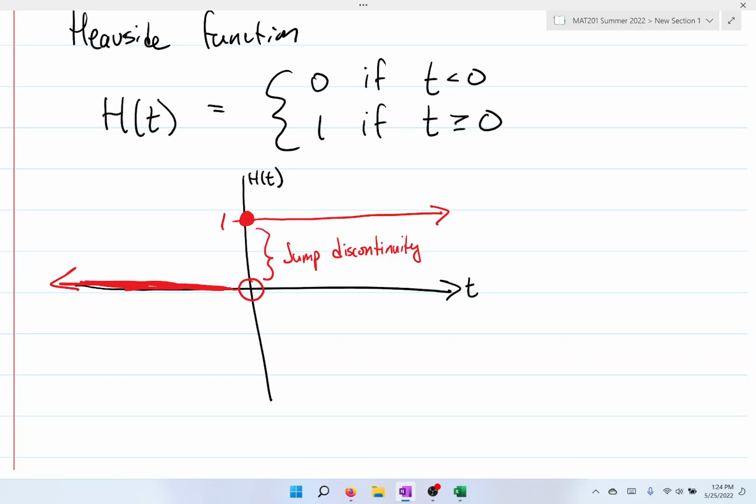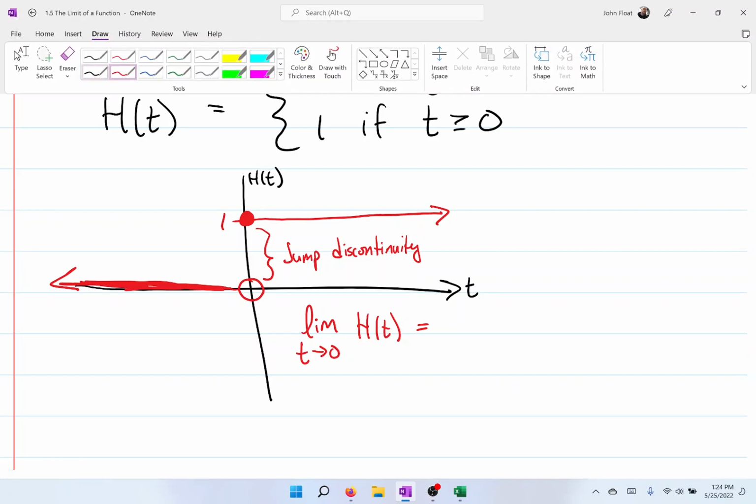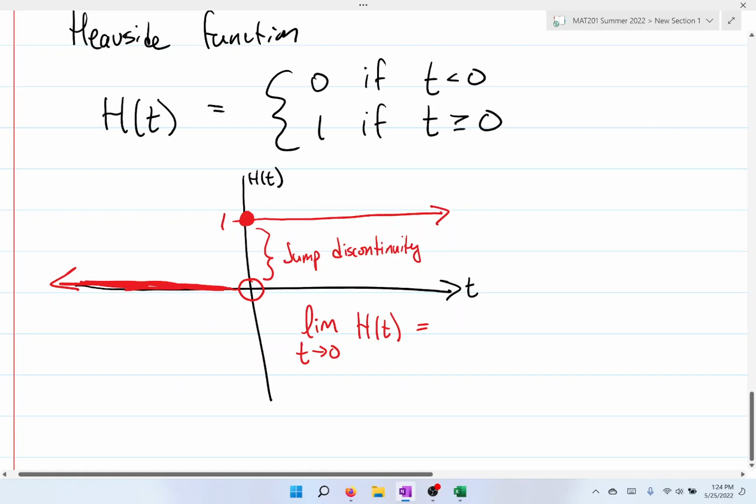Now, if I were to ask you to evaluate the limit as t approaches 0 of our Heaviside function, then hopefully you can see that, and I'm going to get my black marker out again. Hopefully you can see that if I approach 0 from the left-hand side, and then I approach 0 from the right-hand side, they are not approaching the same number.